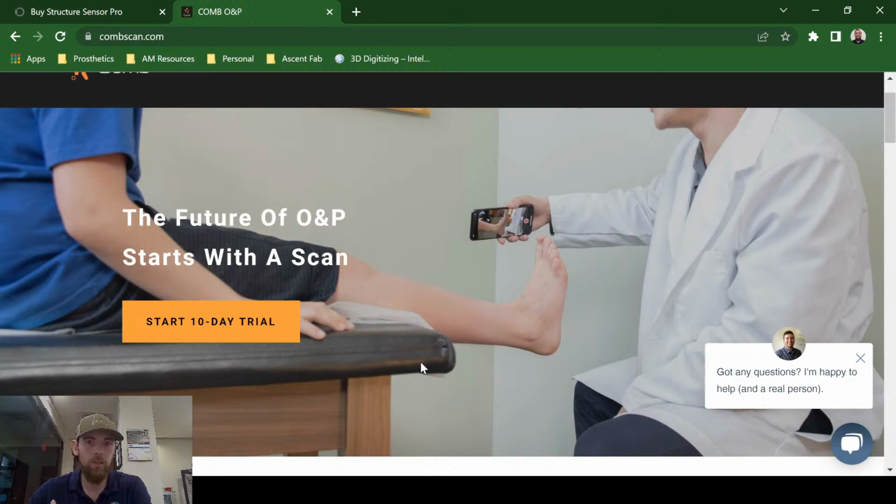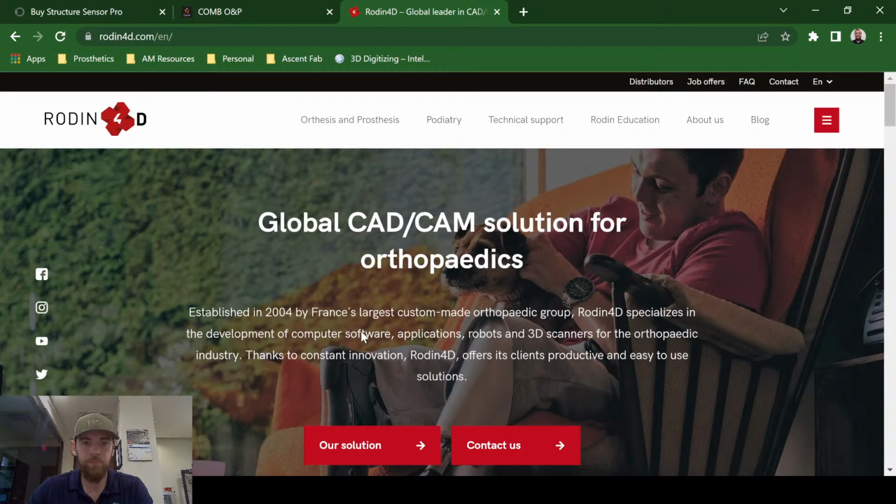Now getting into something maybe a little bit more heavy, if we go toward Rodin 4D, they have a different type of 3D scanning technology that utilizes more of the higher end 3D scanners. Let's see if this will load. Rodin 4D as well as Vorum will have a very similar solution for 3D scanning.